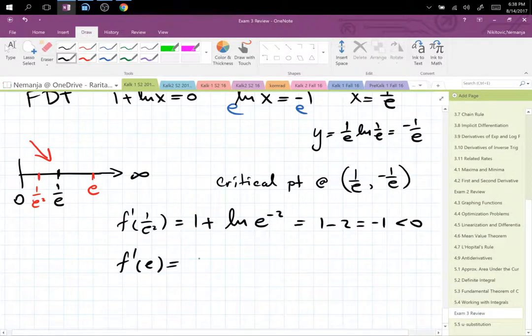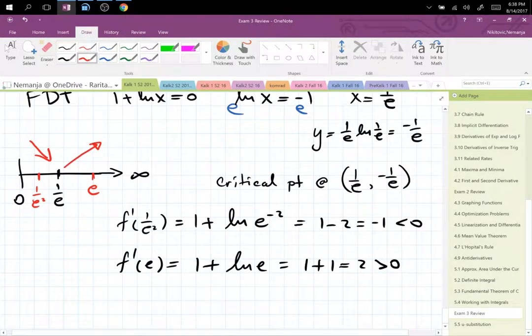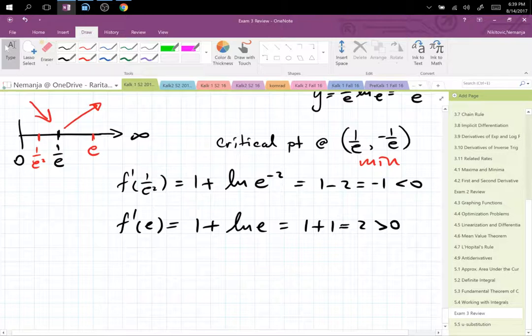Compute the first derivative at e, which is 1 plus ln of e, which is 1 plus 1, which is 2, which is bigger than 0. We have an increase on that part, which makes the critical point a minimum, because we have eyes and we look at it and we see that the function decreases and then increases, which gives us a minimum. And then you can write the answer for this if you're interested.